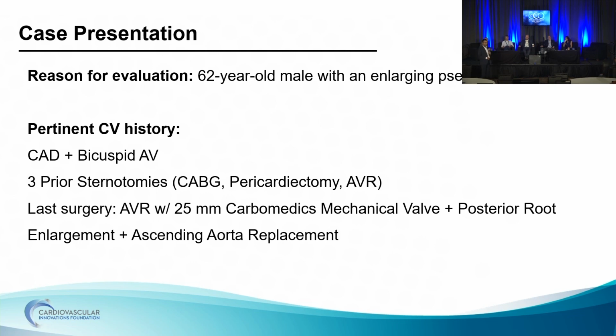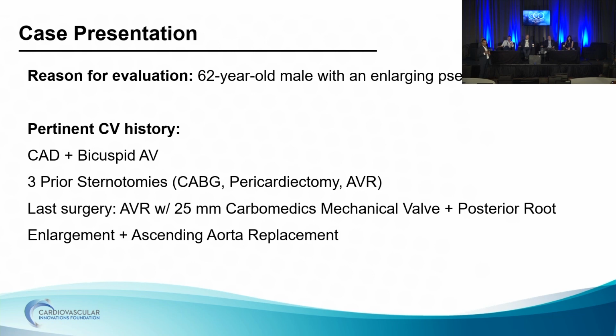And just a little history of this patient, 62-year-old male, has a history of coronary artery disease and a bicuspid aortic valve. He had his first sternotomy for a CABG about 15 years prior to the recent events, and then he had a pericardiectomy for constriction about 5 years later, and then most recently his surgery was an aortic valve replacement for severe aortic stenosis. So he had a mechanical aortic valve replacement with a 25 millimeter CardiaMedics. He had a posterior root enlargement as well, and then an ascending aorta replacement.